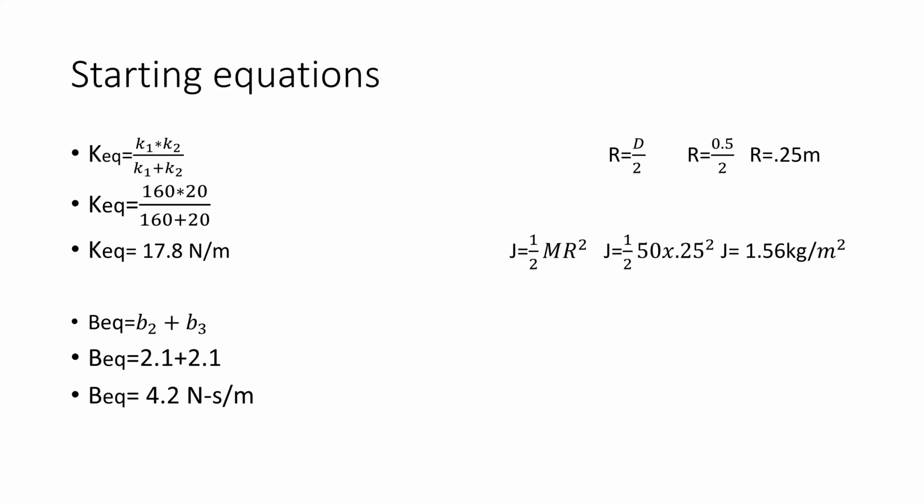Next thing I like to do is start off with my most basic equations. First we have the K equation, and we got 17.8 Newton meters. Then we have the B equation where we got 4.2. And then we also have on the side for later the J equation that we will need, and we also have the R equation to get our radius.